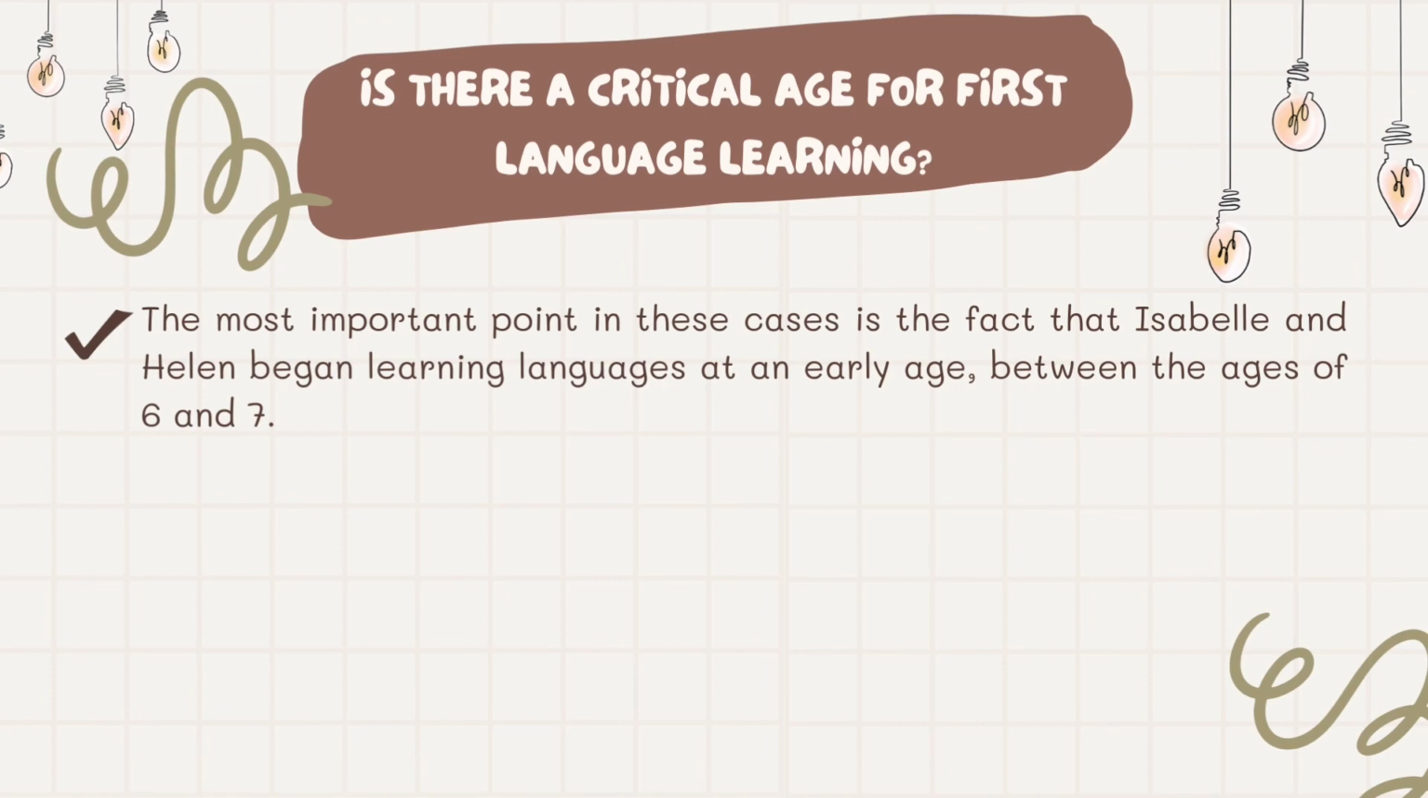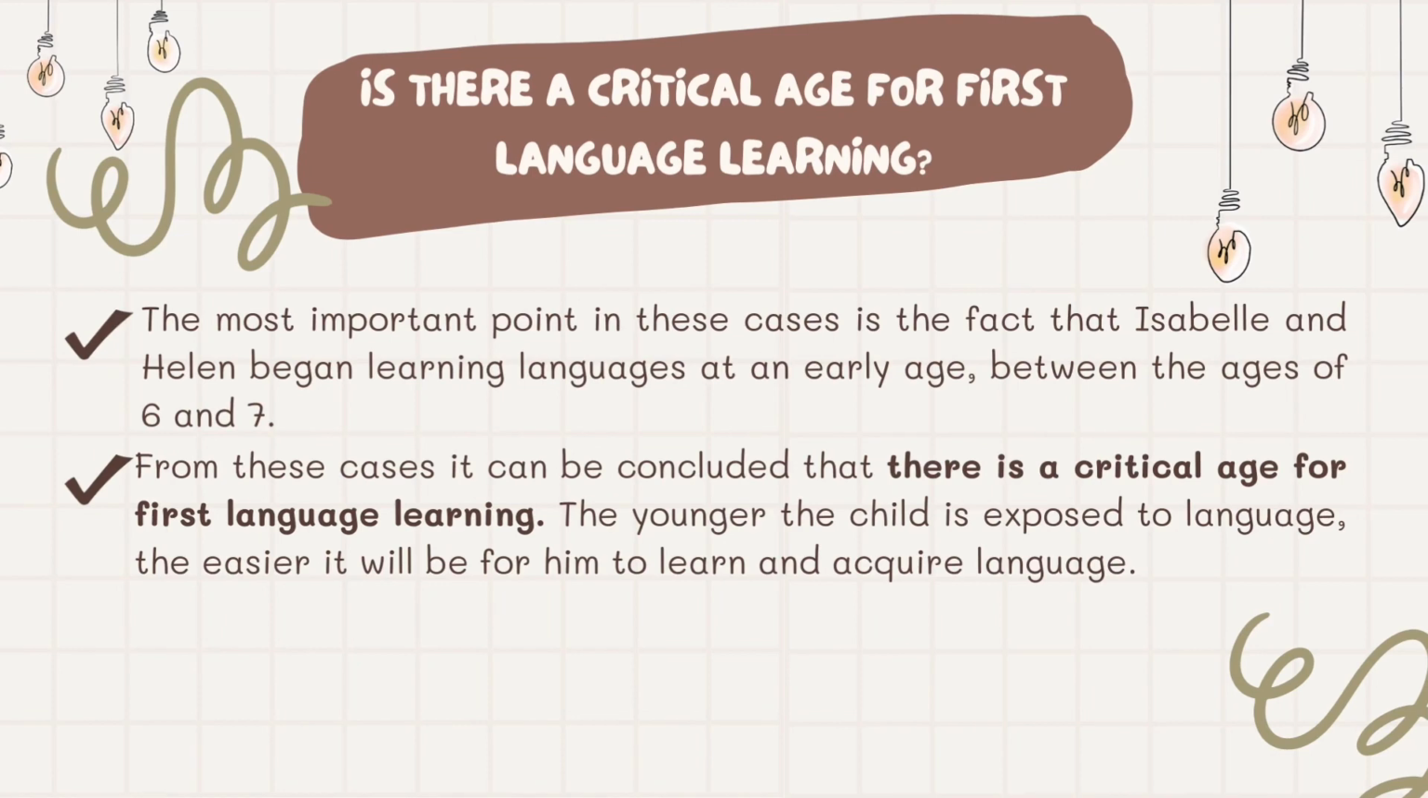By contrast, Victor and Jenny were almost twice as old at 14 and could not learn as many languages as Helen and Isabel. From these cases, it can be concluded that there is a critical age for first language learning. The younger the child is exposed to language, the easier it will be for him to learn and acquire language.